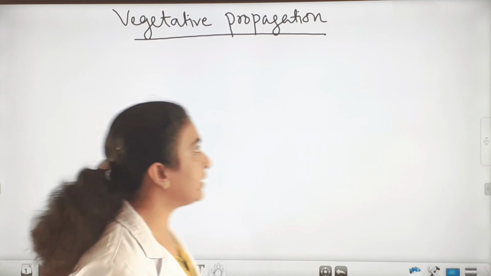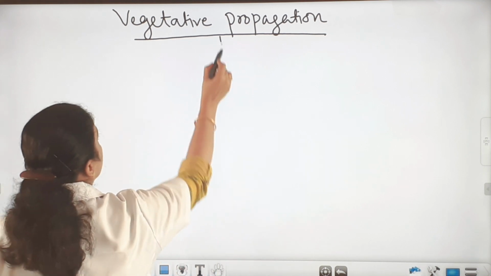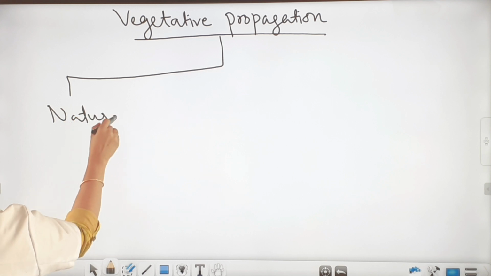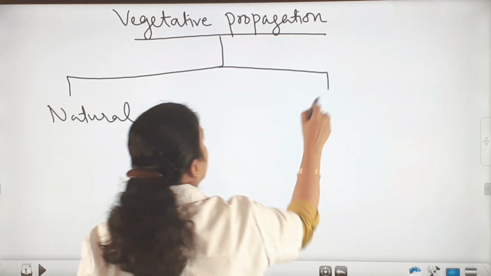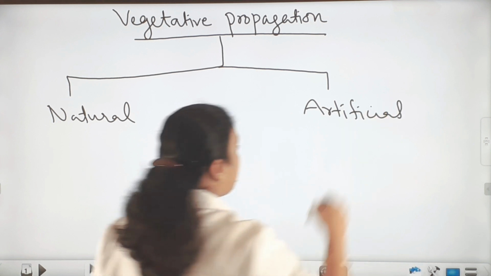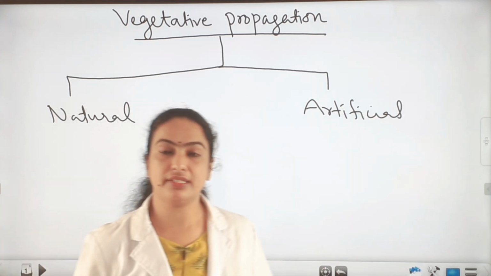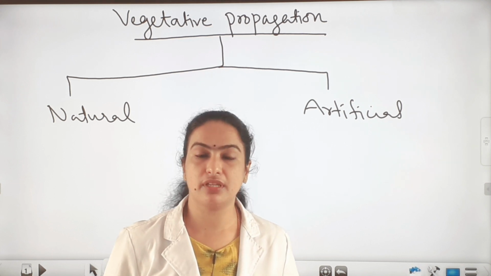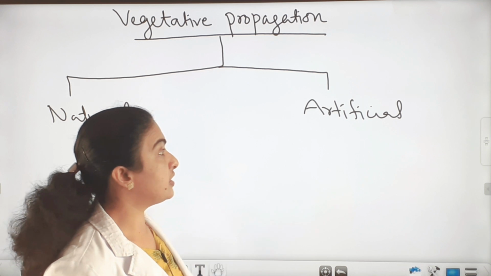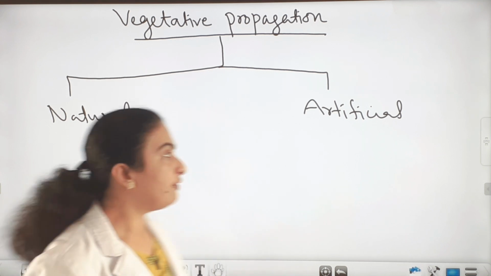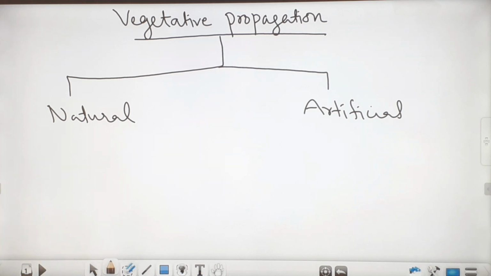So vegetative propagation is of two types: natural vegetative propagation and artificial vegetative propagation. That means the formation of a new plant occurs in two ways. Naturally, plants can produce offspring, and artificially or manually we can also do vegetative propagation. First we can see the natural method.